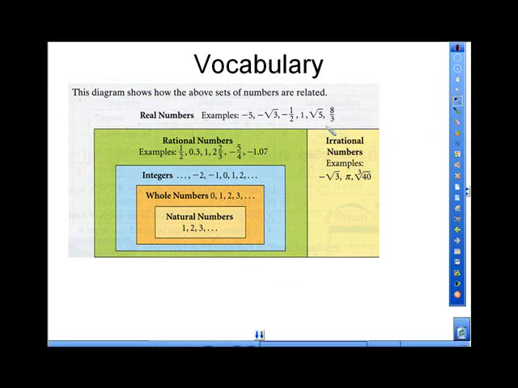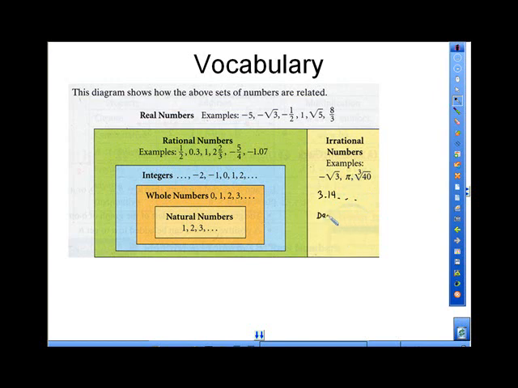Irrational numbers. Irrational numbers are square roots, and they could be positive or negative, or they could be cube roots. Also pi is an irrational number. It's an irrational number because pi, even though we know it as 3.14, it actually goes on forever. There are a lot more digits. That's why it's an irrational number.